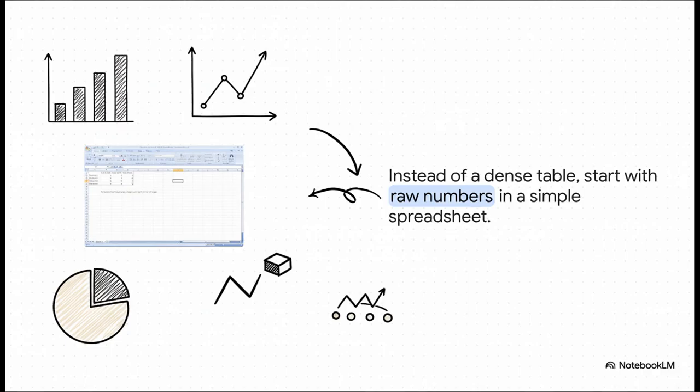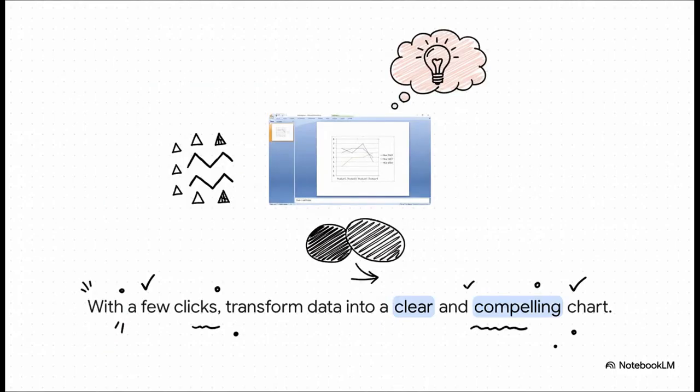So you could just dump a table of raw data on your audience, but why would you do that? Instead, you can use the tools already inside PowerPoint to turn that mess of numbers into a real visual story. And check this out. With just a few clicks, you can turn that into this, a clean, compelling chart. All of a sudden, the trends, the comparisons, it all just pops. Your audience gets it instantly.